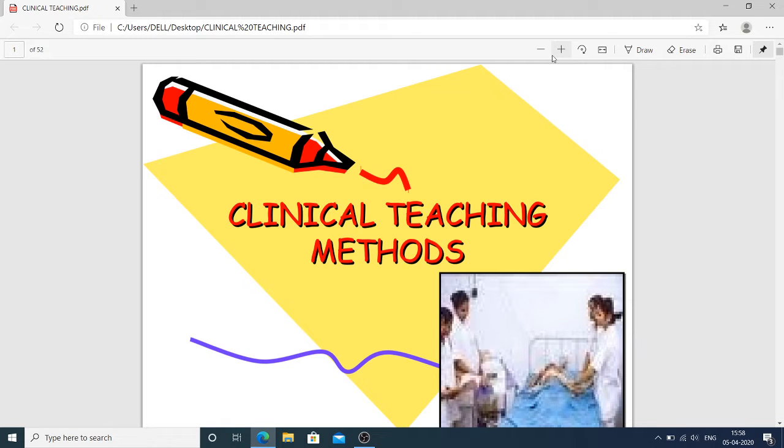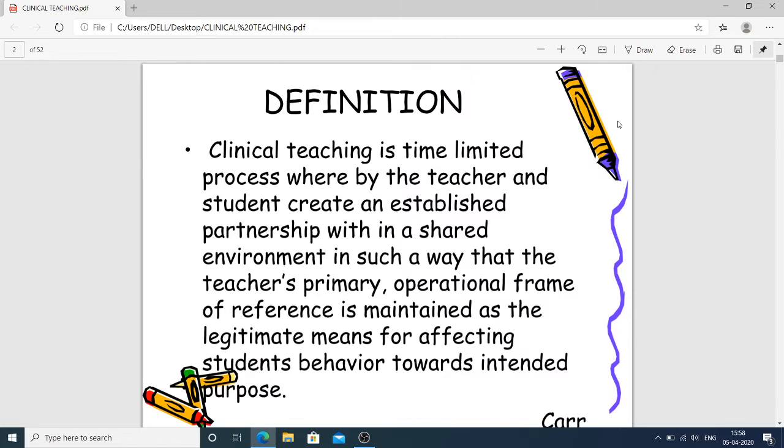What is the clinical teaching method? It provides information about the connection between the theoretical portion and the practical portion. We are going to discuss this topic. First of all, the definition.